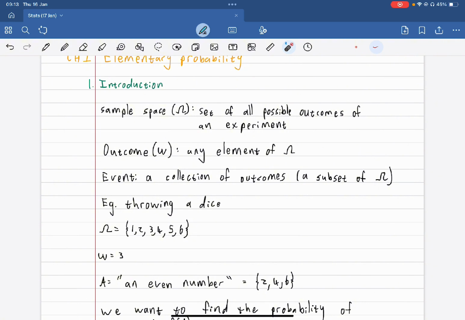So the sample space, which is denoted by this capital omega, is the set of all possible outcomes of an experiment. So it's everything that can happen. For example, if your experiment is rolling a dice, the sample space is all the numbers from 1 to 6.